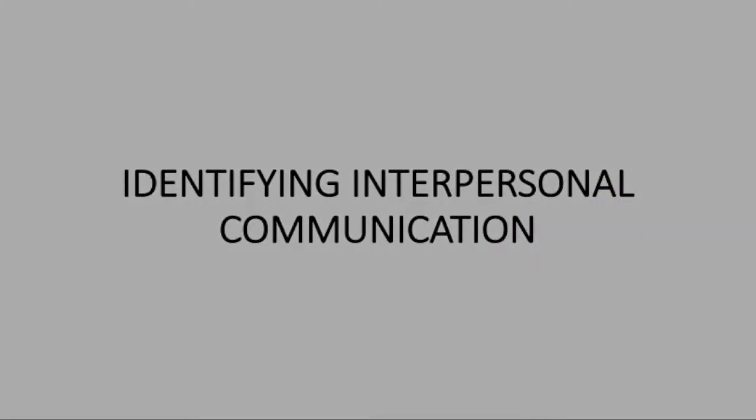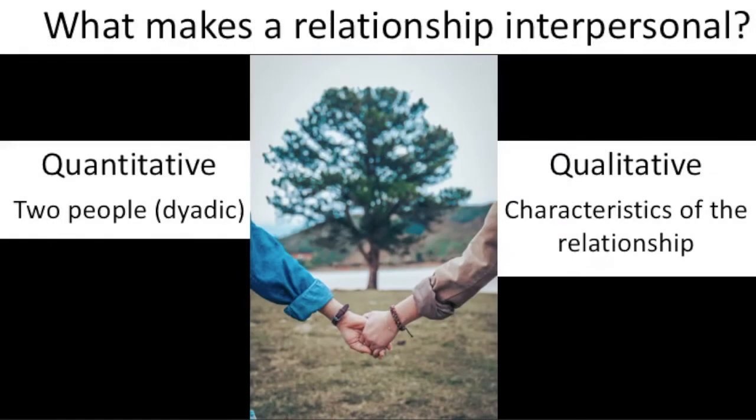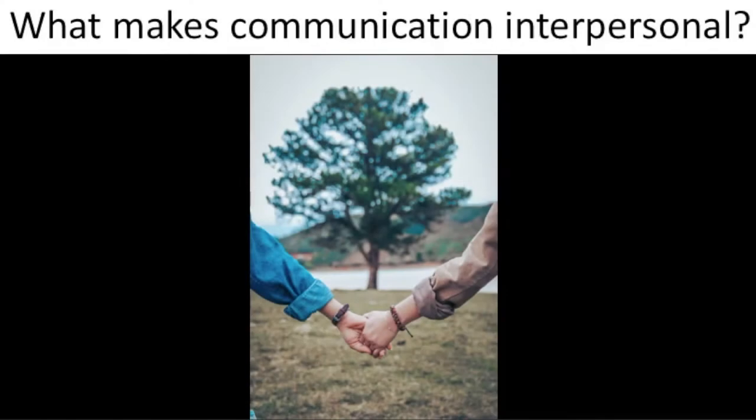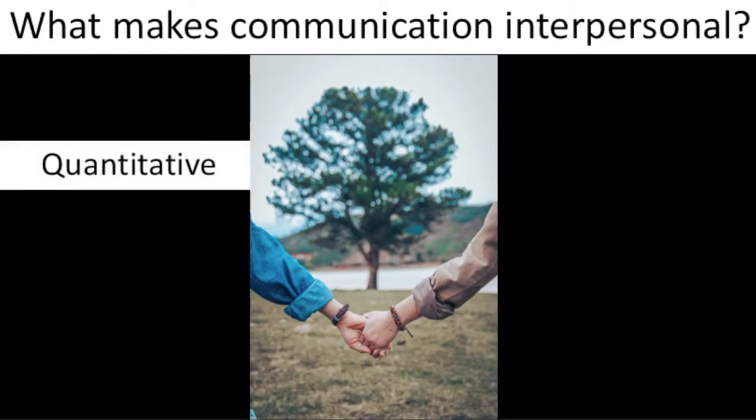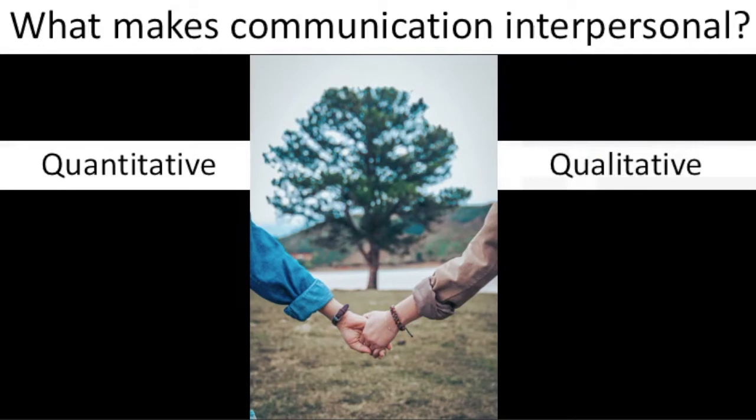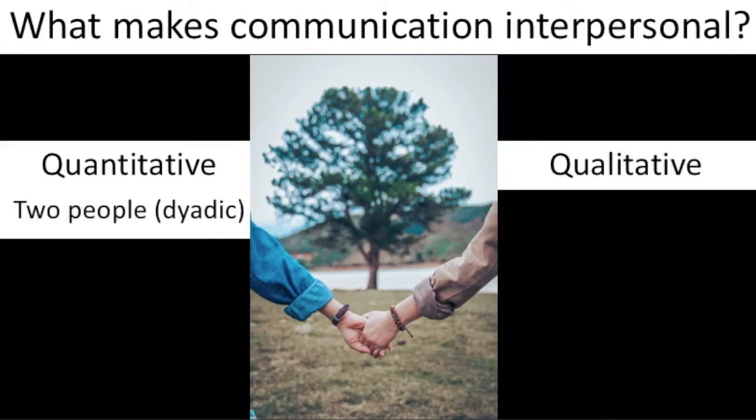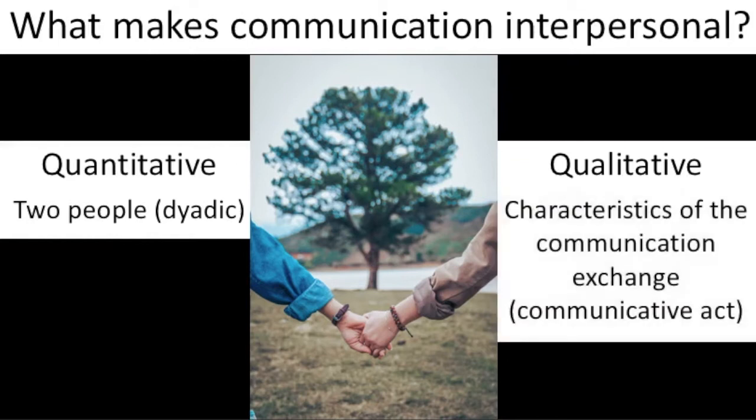Identifying interpersonal communication. So last week we talked about how we can identify interpersonal relationships using either a quantitative or qualitative definition. We can approach how we identify interpersonal communication in the same way. That is, there are two approaches, a quantitative approach and a qualitative approach. The quantitative approach focuses on the number of parties involved, and a qualitative approach focuses on the characteristics of the communication itself, or you could say the characteristics of the communicative act.